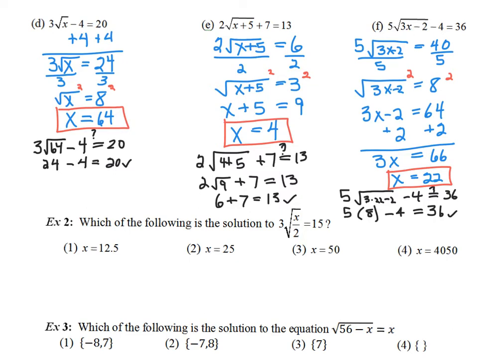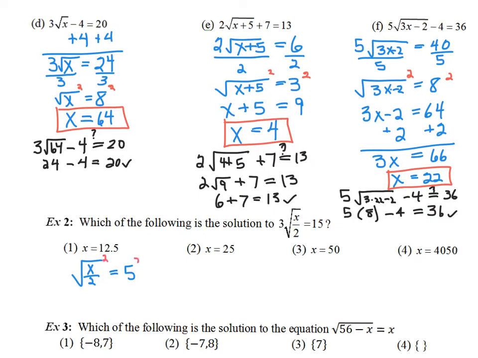Now, don't be thrown off by example number 2, where we have a radical, but the radical involves a fraction. I'm going to solve this by again getting the radical by itself on one side of the equation, so I'm going to divide both sides of the equation by 3. So I now have the square root of x over 2 is equal to 5.